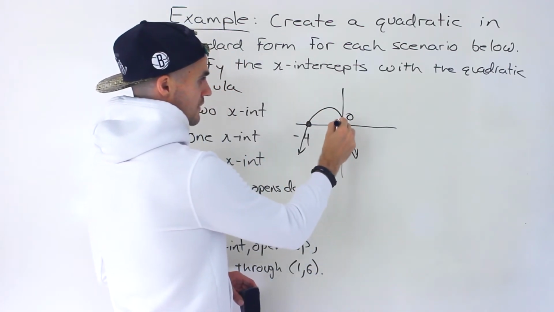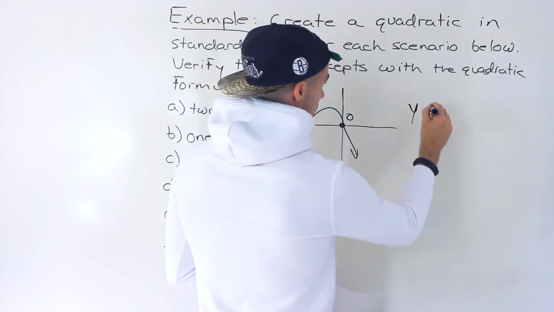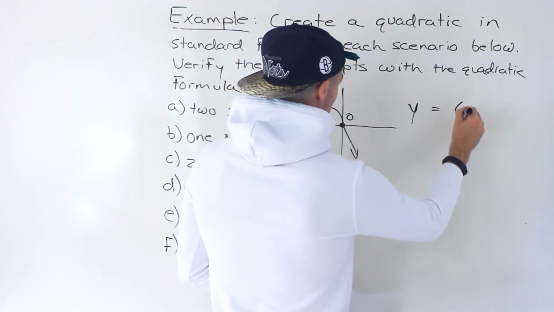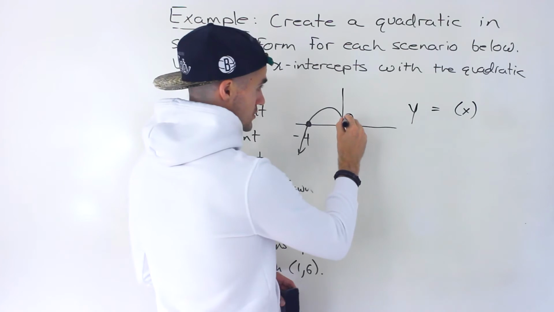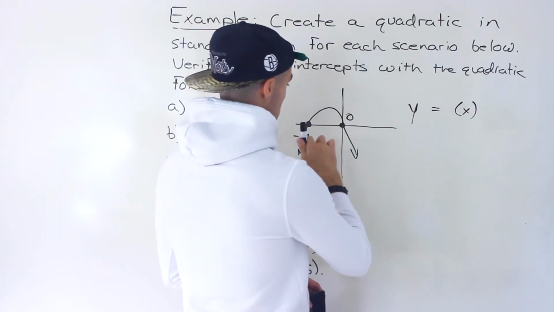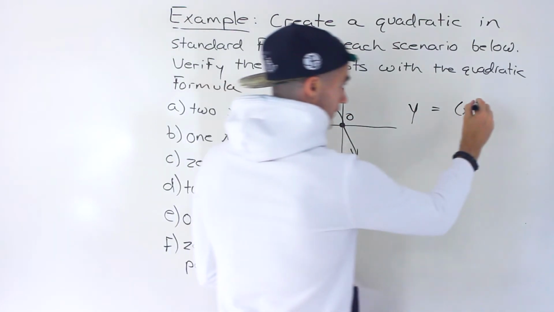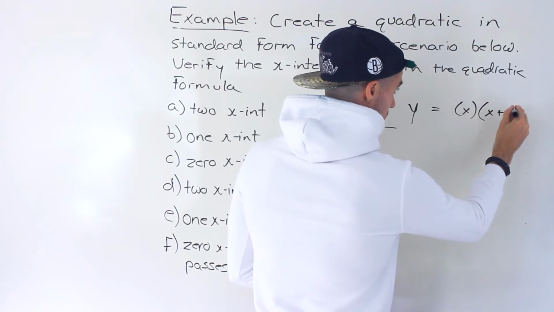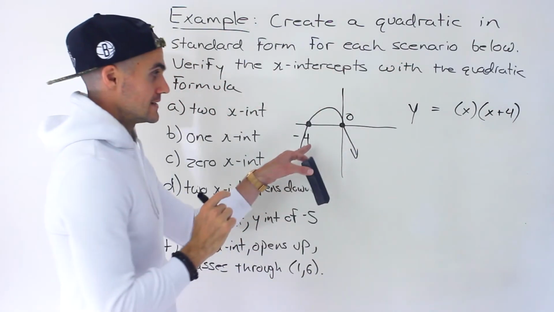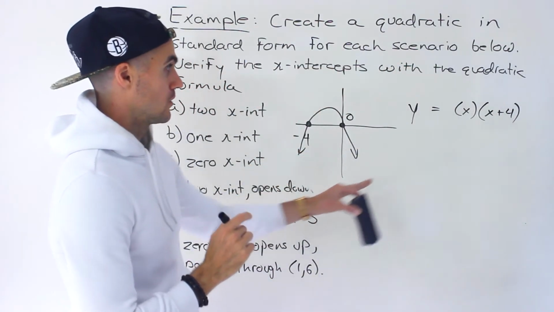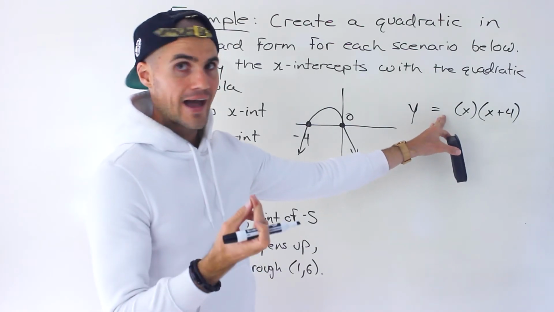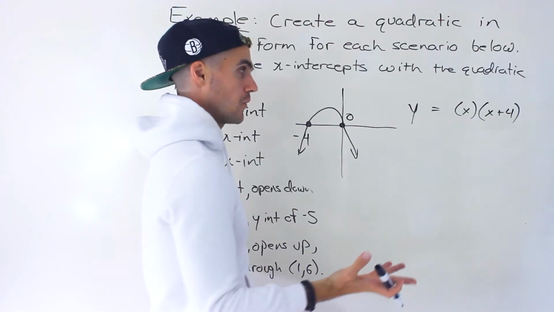So what would be the factors here? Well, an x-intercept of 0 would just have a factor of x. An x-intercept of -4 would have a factor of x plus 4. But this has to open down, right? So this a value in front has to be negative. We could choose what we want.